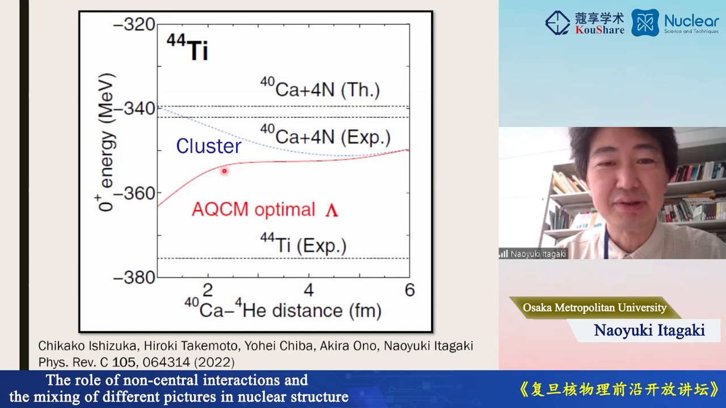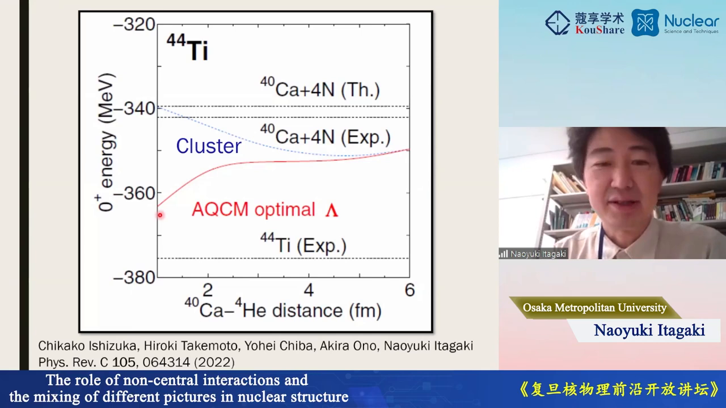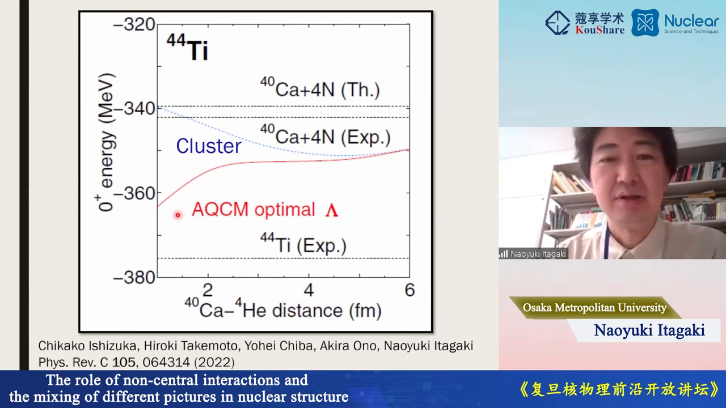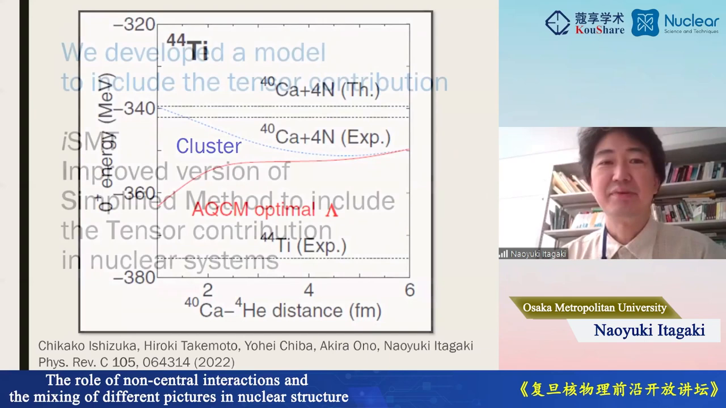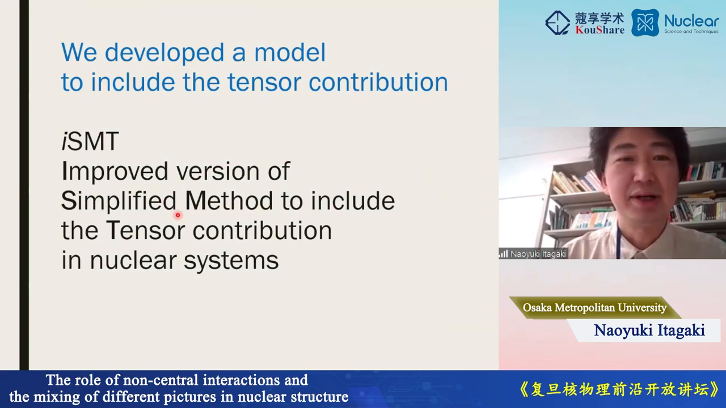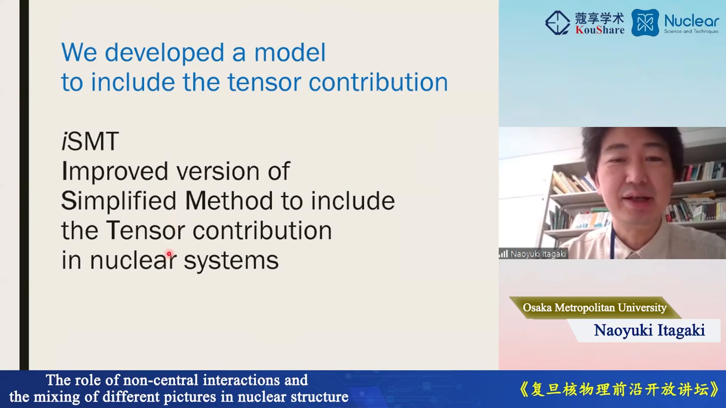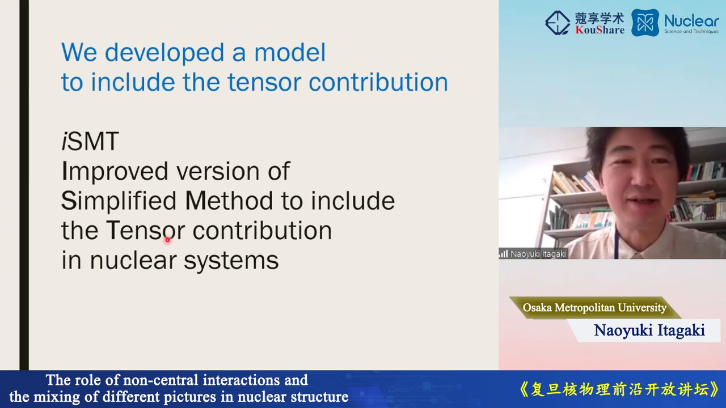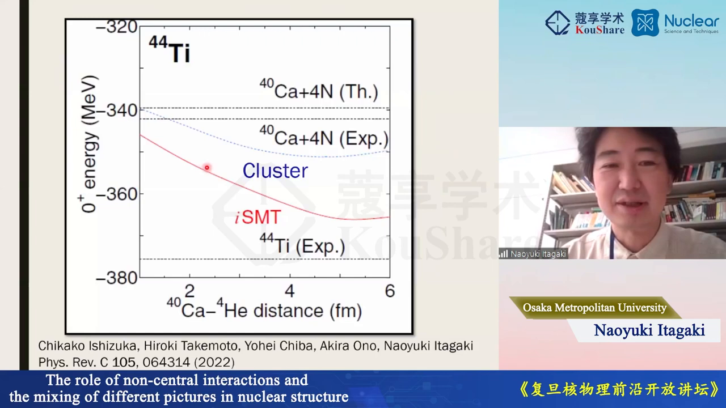So the cluster model and AQCM are different at the inner region. This is the situation. Then, what is missing is the tensor effect. What we forgot is the tensor effect. The tensor is the real origin of why the alpha cluster is strongly bound. I don't have the time to explain it, but we invented a method to include the tensor contribution in the cluster model. And the result is something like this.